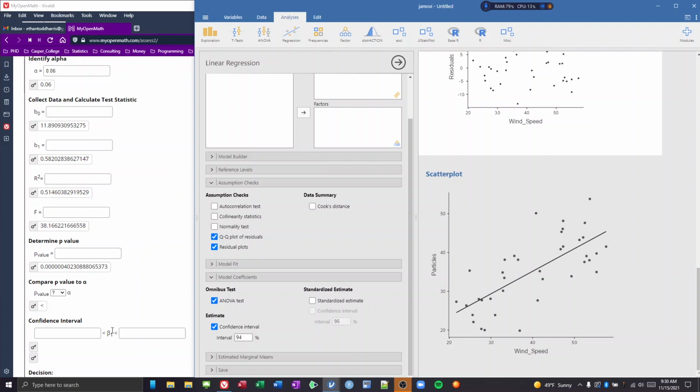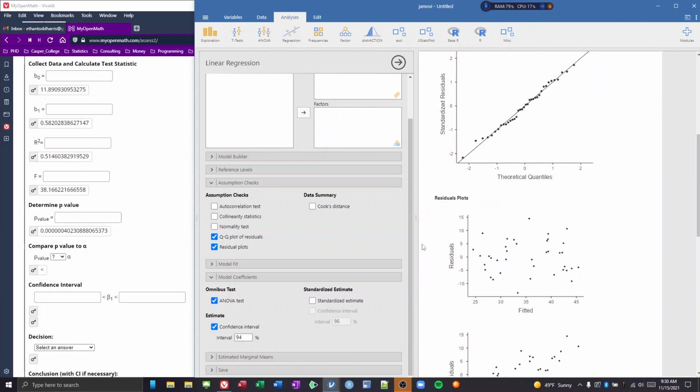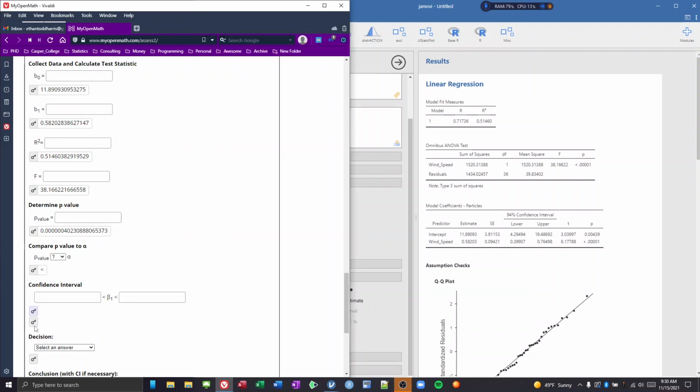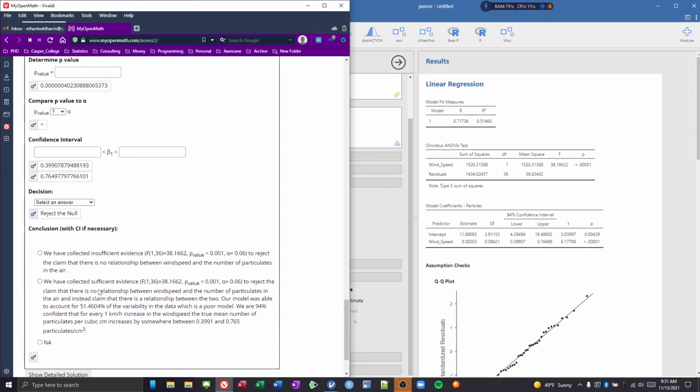Okay, so the confidence interval for beta 1 is that we think the true slope, or the true relationship, is somewhere between a slope of 0.399 and 0.764. That gives us our confidence interval, and our decision should still be to reject the null. When we are rejecting the null, we have a bunch of things to do, because we need not only to say that we have sufficient evidence and give the F statistic and talk about our null hypothesis, we also need to incorporate our R squared, and talk about the slope as we talk about our confidence interval.